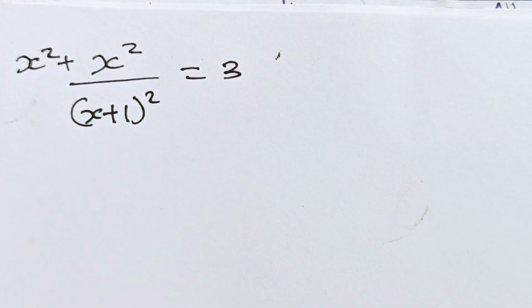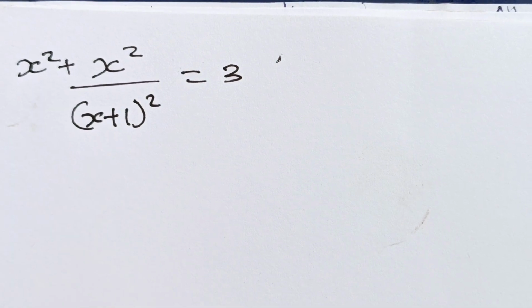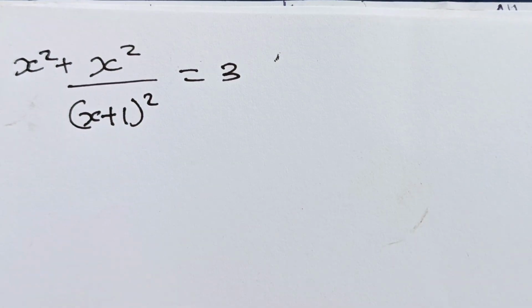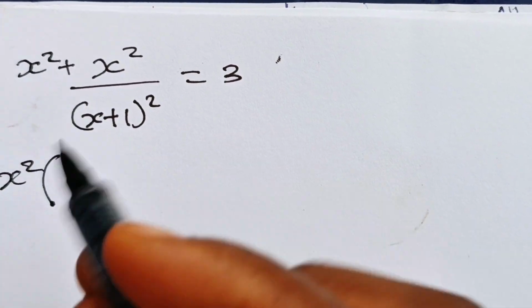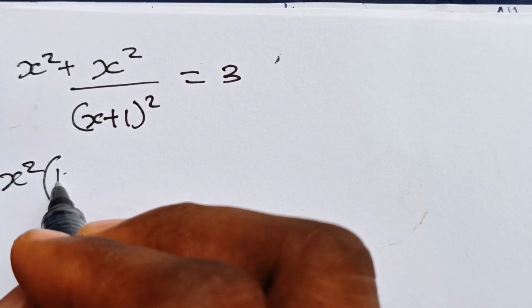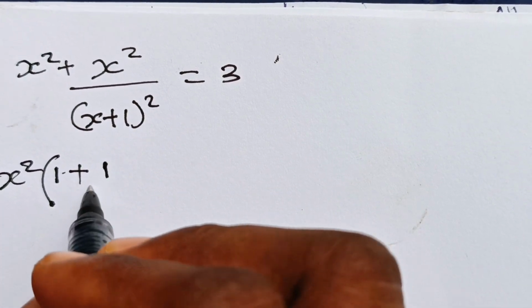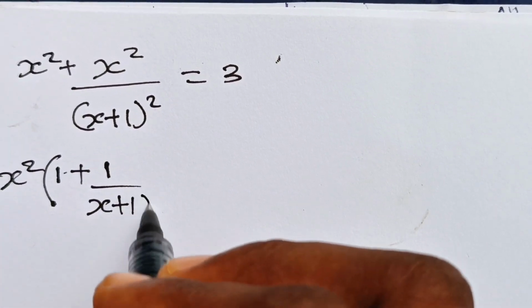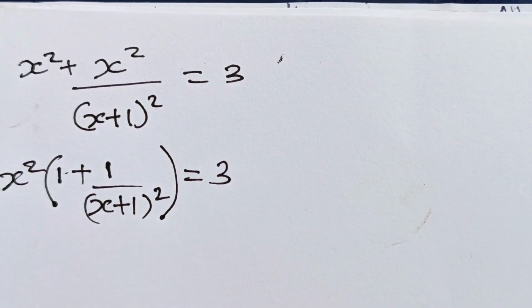Hi, let's solve for x. First, let's factorize this, okay? When we do that, we are going to have x squared bracket. When this is divided by this, we have 1 plus, when this is divided by this, we have 1 divided by x plus 1 squared, okay? Now, this is equal to 3.